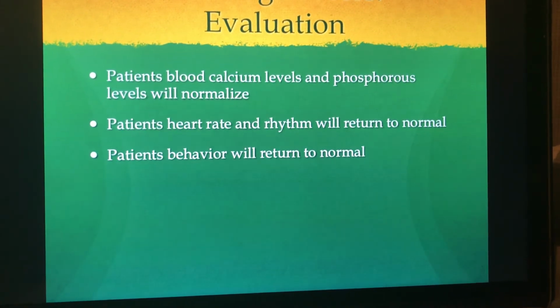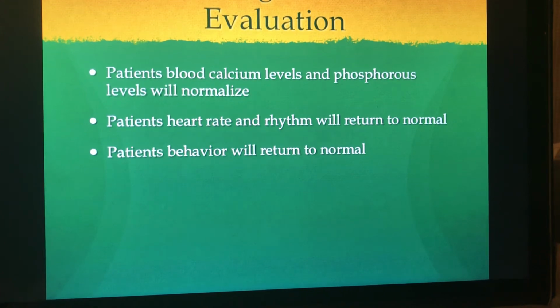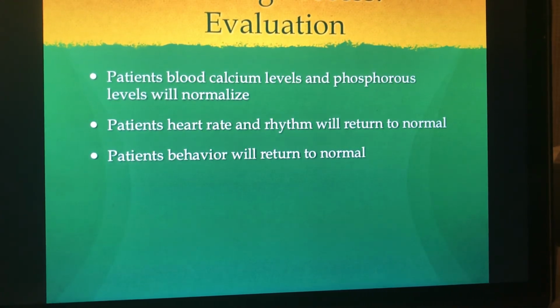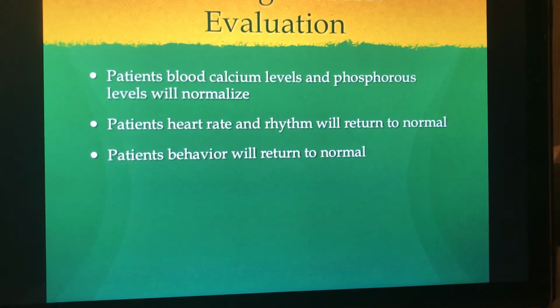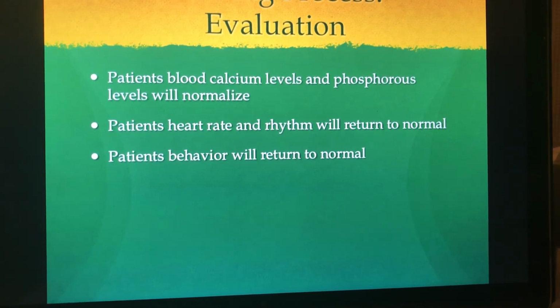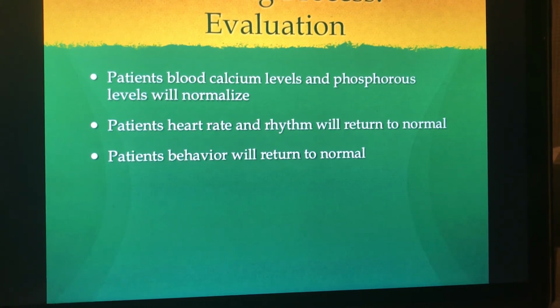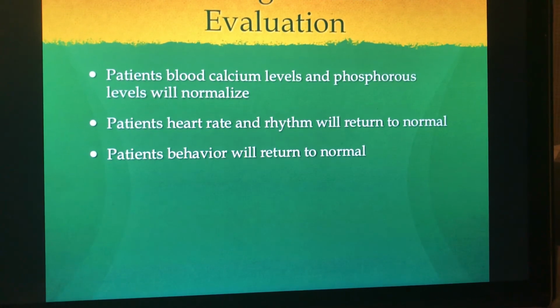How are you going to evaluate if these patients are feeling better by the end of their stay? You will see that the patient's calcium levels and phosphate levels will normalize. You want to see that their heart rate and rhythm are normal. And you want to see that their behavior is going back to normal. They're no longer feeling lethargic. They don't feel confused anymore. That's what you want to see in these patients.